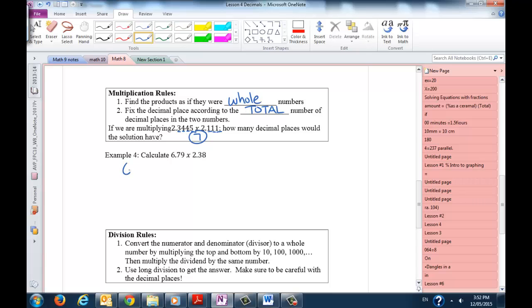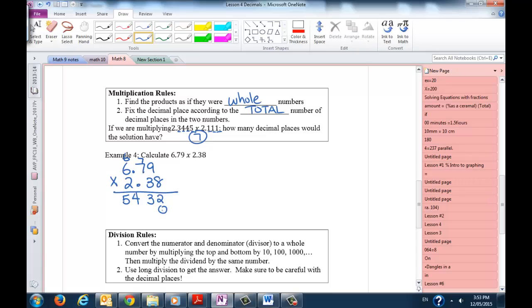So calculate 6.79 by 2.38. So when I do this, I'm going to start off by pretending that there's no decimal places. All right, so I've got 8 times 9 is 72. And 7 times 8 is 56, but I have to add the remaining 7, so I have 63. And 8 times 6 is 48, plus 6 is 54.